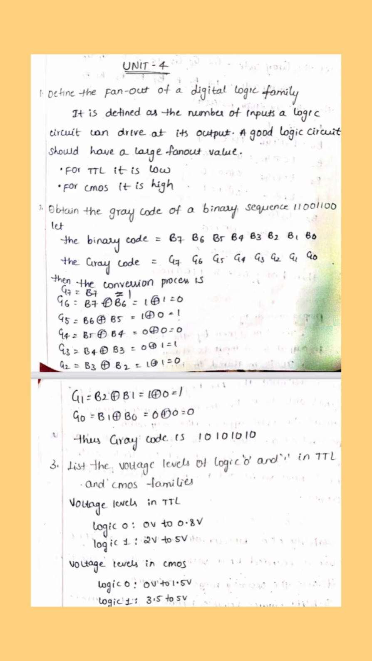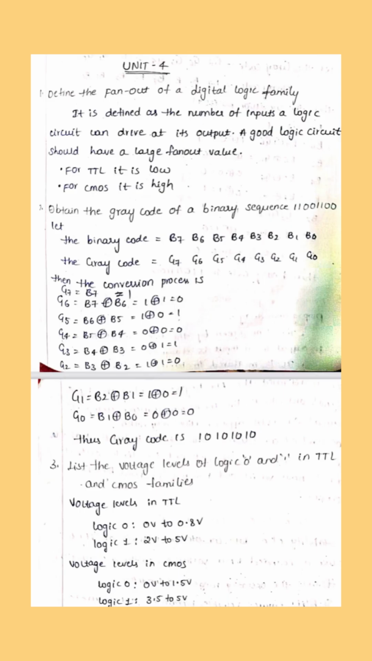Question number 1. Define the fan out of a digital logic family. Fan out is defined as the number of inputs a logic circuit can drive at its output. A good logic circuit should have a large fan out value. For TTL it is low and for CMOS it is high.